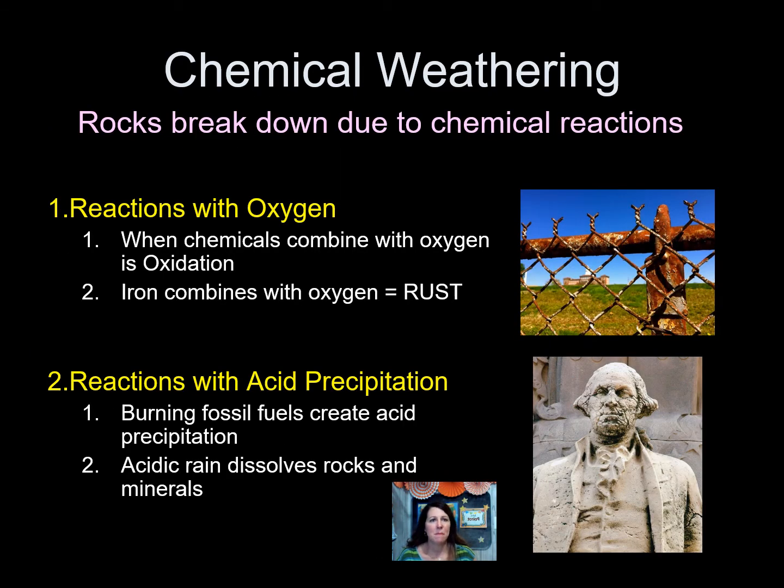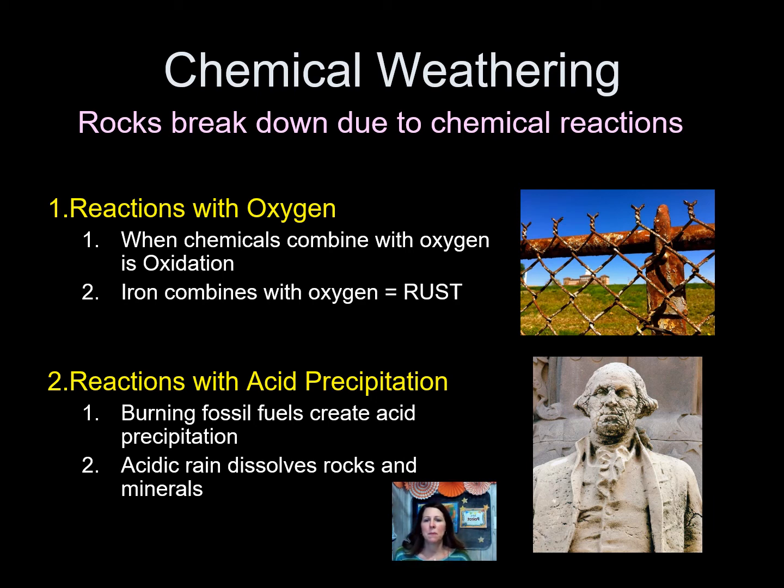All right, so the second type of weathering we're going to talk about is chemical weathering. So just like a chemical change, a new substance is formed. So in this case, if we're talking about chemical weathering of rocks, a new type of rock is formed. So chemical weathering changes both the composition and the appearance of rocks. So chemical weathering is when the breakdown of rocks happens because of chemical reactions. So the agents of the chemical reactions include oxygen in the air and acids that are in our air as well.